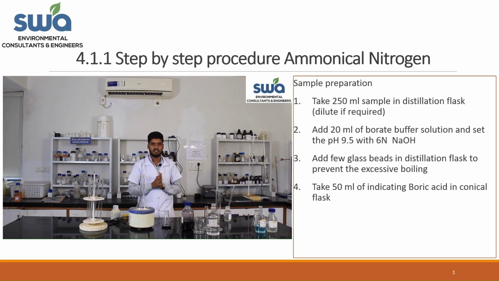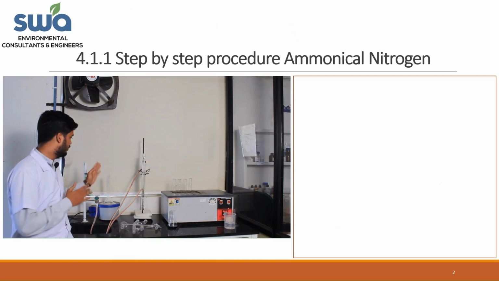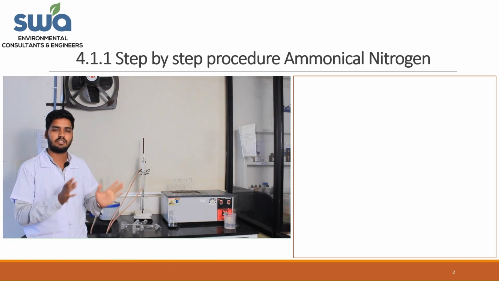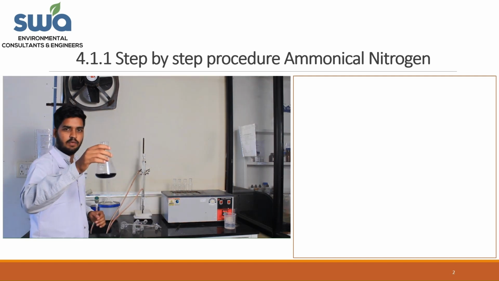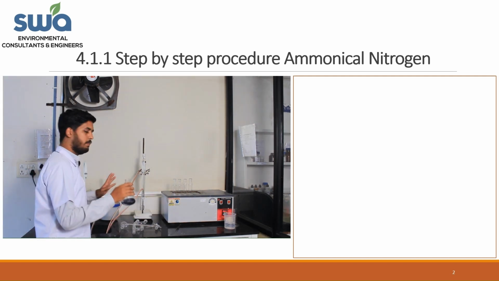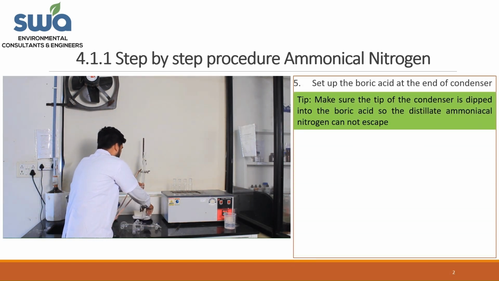So let's set up the distillation assembly. After we have taken the sample, let's set up the assembly first. So here we are having this boric acid, 50 ml of indicating boric acid. Make sure the tip of the condenser is dipped into the boric acid.